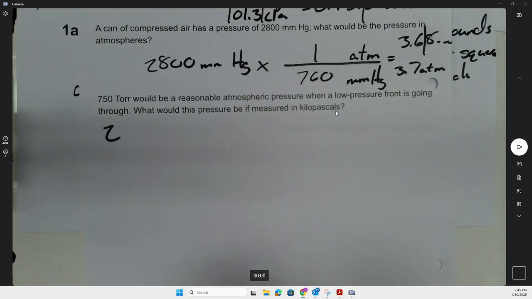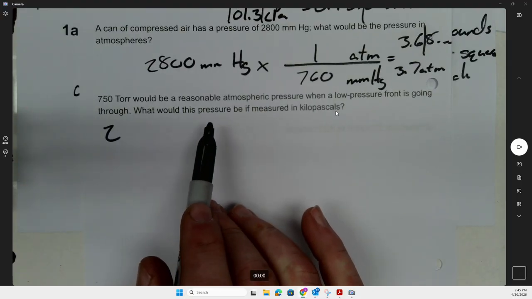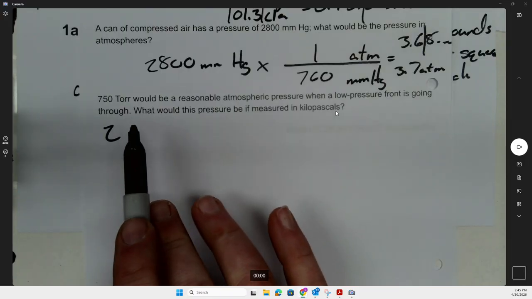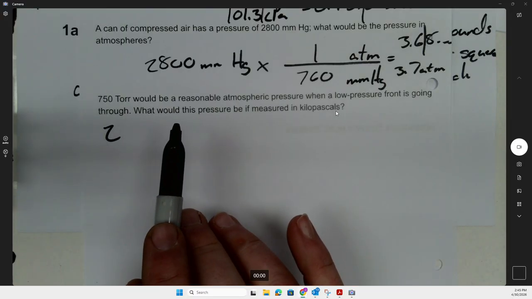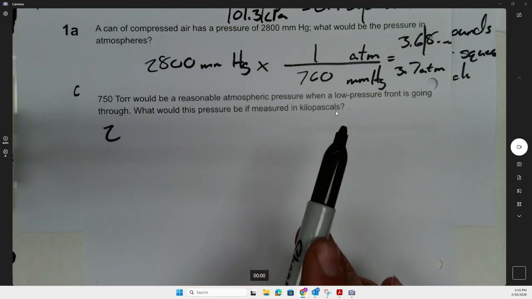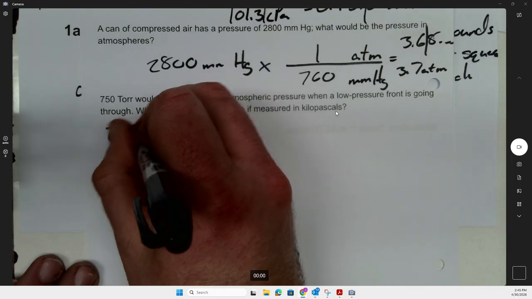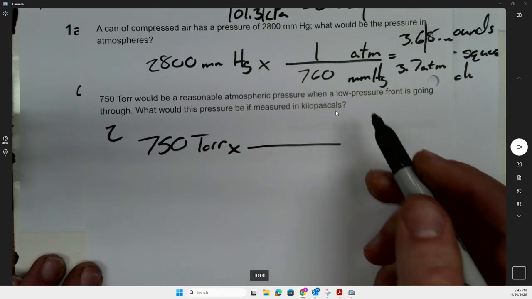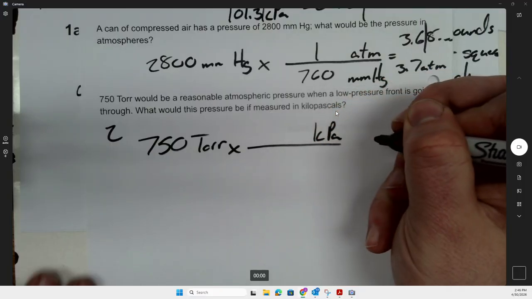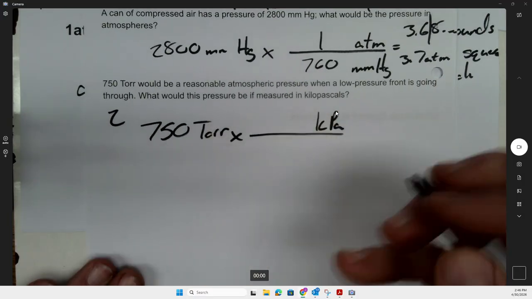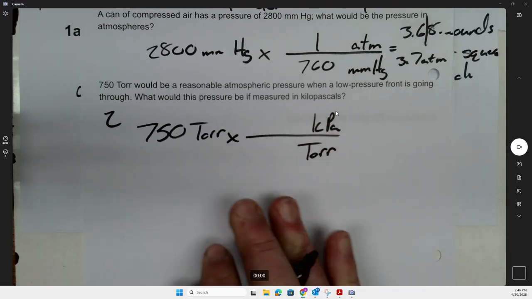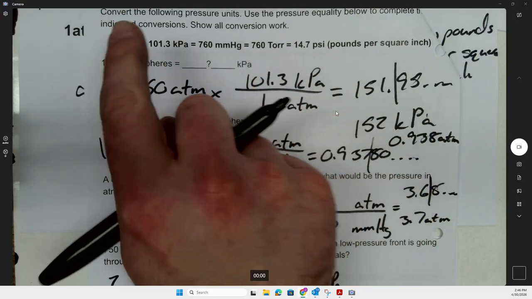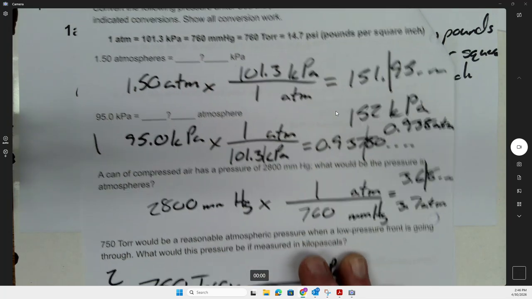My next question, 750 torr, guys, would be a reasonable atmospheric pressure when a low pressure front is going through. What would this pressure be measured in kilopascals? 750 torr is what I have. I want kilopascals. I want to get rid of torr. I go back to my equalities. 760 torr is equal to 101.3 kilopascals.